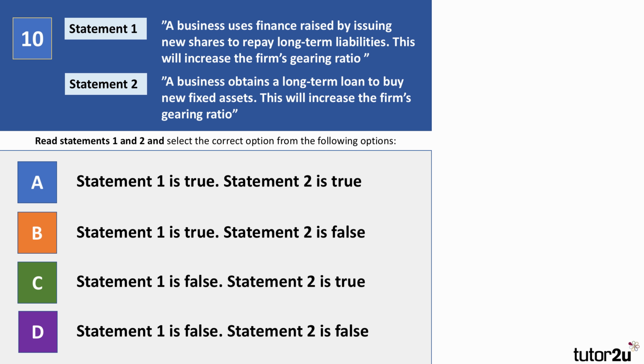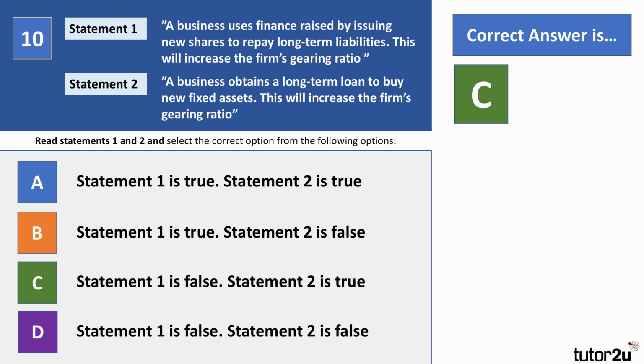What about statement 2? A long-term loan is obtained to buy new fixed assets. Well, yes, that's going to increase the gearing ratio, isn't it? So that's going to increase non-current liabilities on the top half of the calculation of the formula. So statement 2 is true. There we go. There's just a reminder of the formula for calculating the gearing ratio. If something increases the top part of the calculation, even if the same number is added to the bottom part, it will increase the ratio, and vice versa.